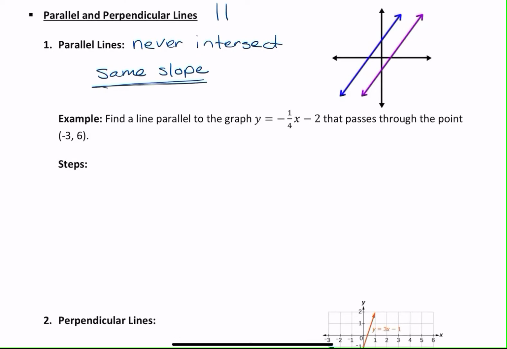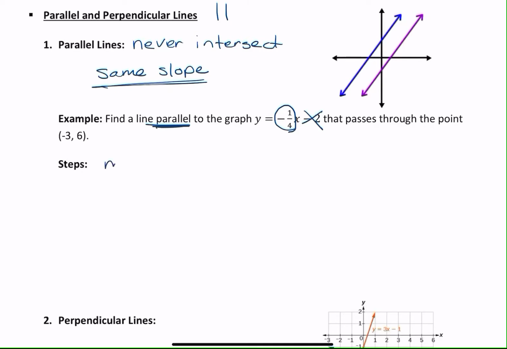So let's look at an example. It says find a line parallel to the graph y equals negative 1/4 x minus 2 that passes through the point negative 3, 6. This one's nice because it's already in y equals mx plus b. The only thing we need from this line is its slope, because to be parallel, they've got to have the same slope. I don't care where it crosses the y-intercept, I just want the same slope.